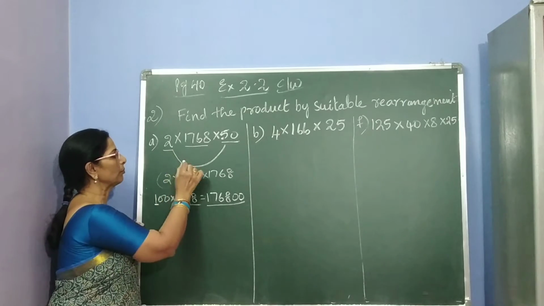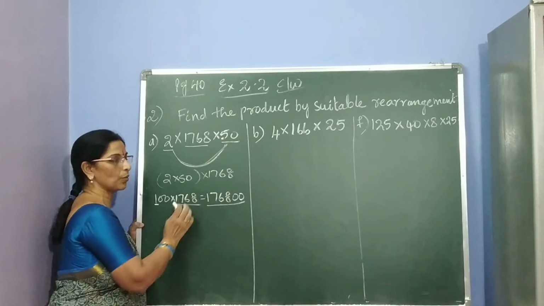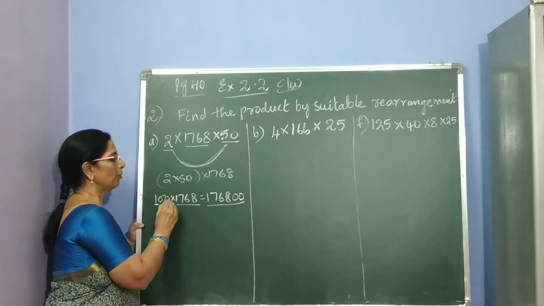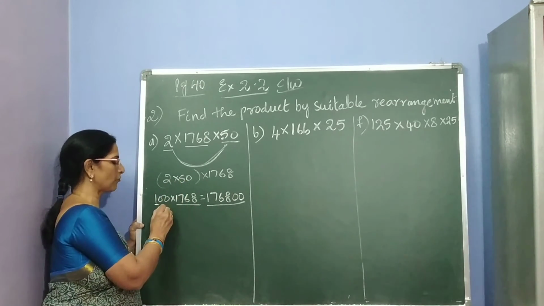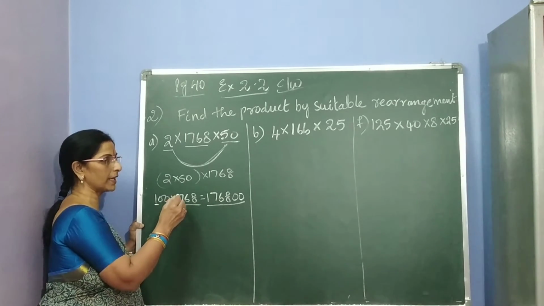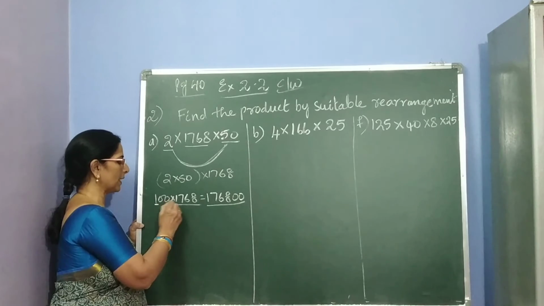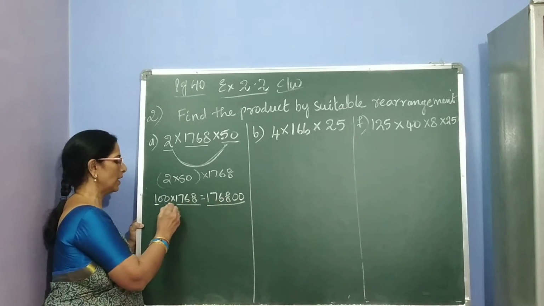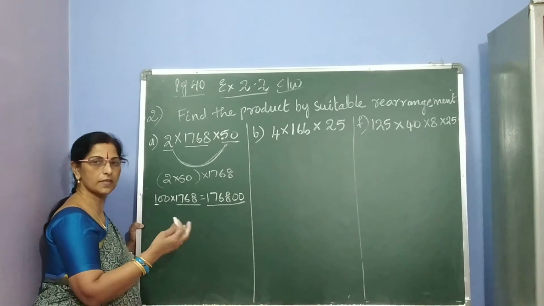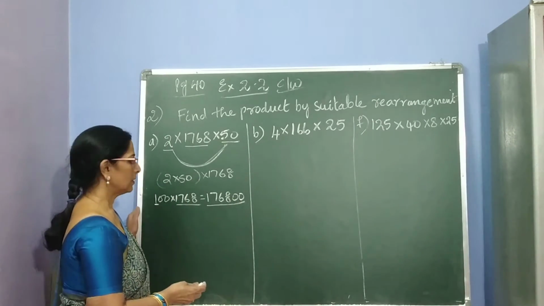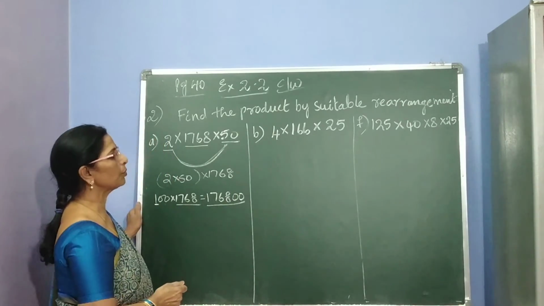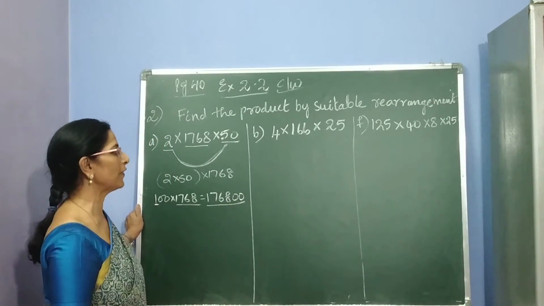Make these two numbers one group, and the other number is here. By multiplying these two numbers we got 100. 100 into 1768. You learned the multiplicative identity property, no? So do the multiplication with 1 and you will get the same number. And how many zeros does it have? Insert those many zeros. That's it. Now come to B1, children: 4 into 166 into 25.